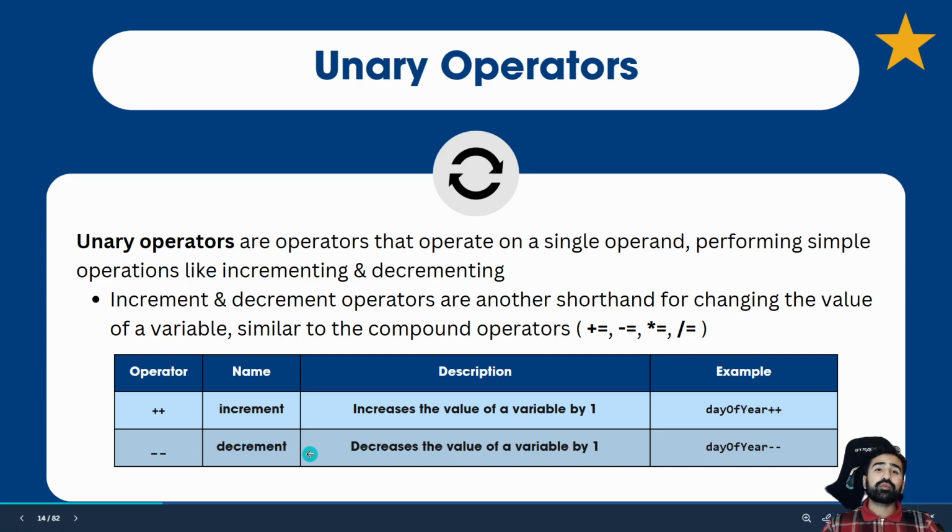With the decrement operator, it's going to do the opposite. It's going to decrease the value of a variable by 1. So if day of year is 10 and we do minus minus, day of year becomes 9 because it went down by 1. This looks similar to the compound operators, but it exclusively increases or decreases by 1.